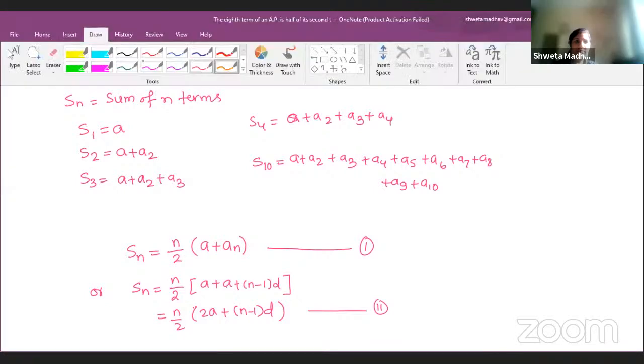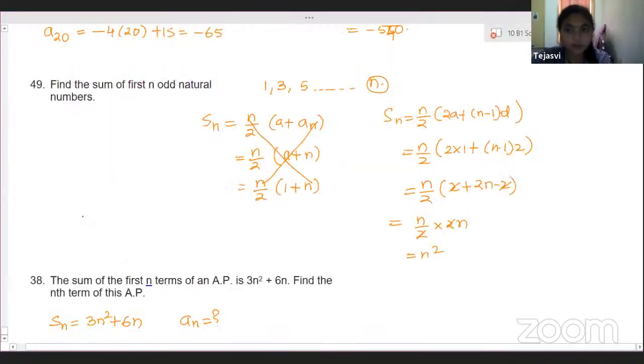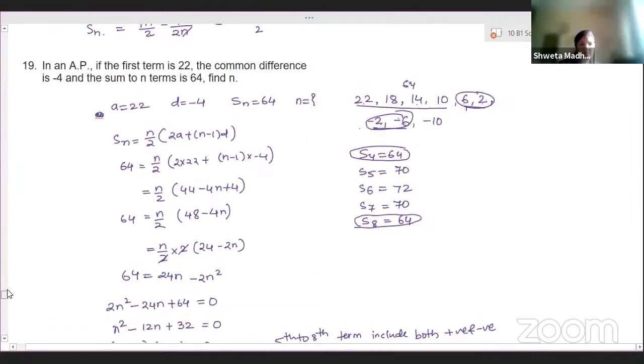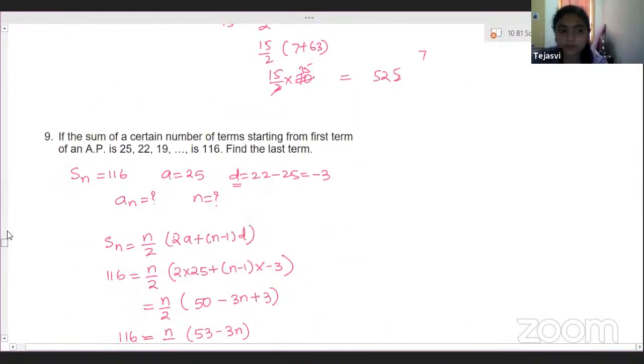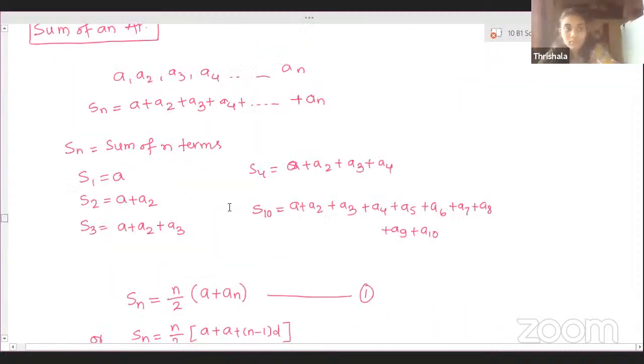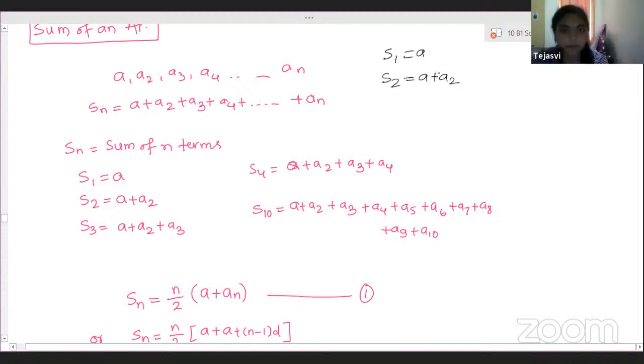What is S2? A plus A2, right? And what is A? First term. Now here, A is S1. So S1 is equal to A. S2 means A plus A2. So what is A? A is S1. So S1 plus A2 is equal to S2.